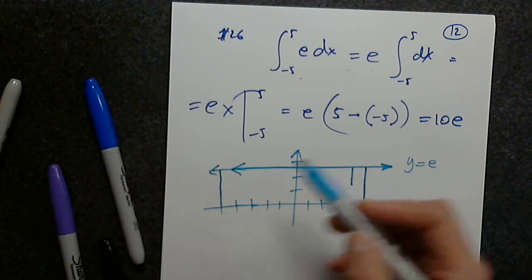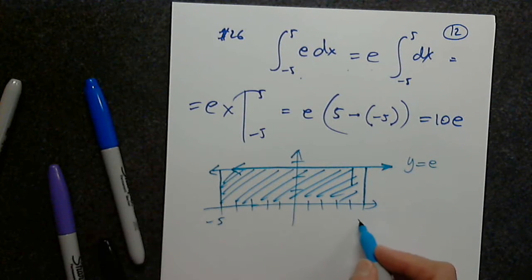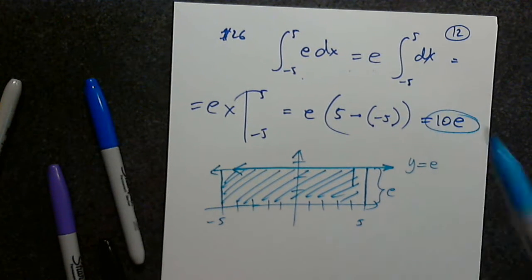I'm asked to find this area. So this is -5, this is 5, and this height is e. It's a rectangle, 10 by e. And that's the area under the graph of the function e between -5 and 5. The base is 10, the height is e, the area of a rectangle is 10 times e. And that's how we determine it using the definite integral. Okay, are we ready for the first property of definite integrals?